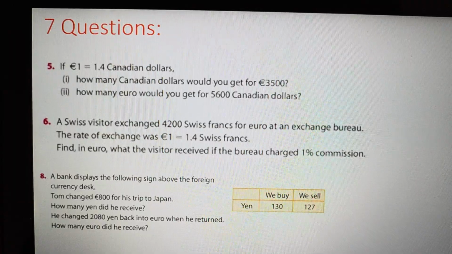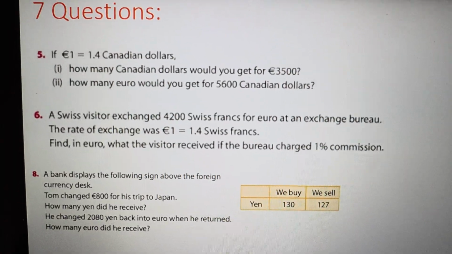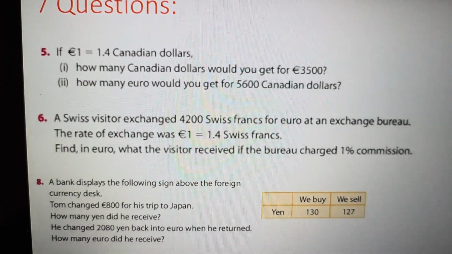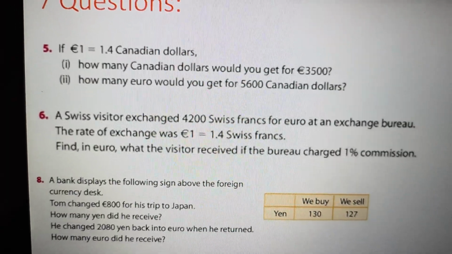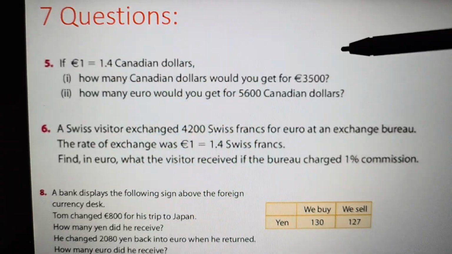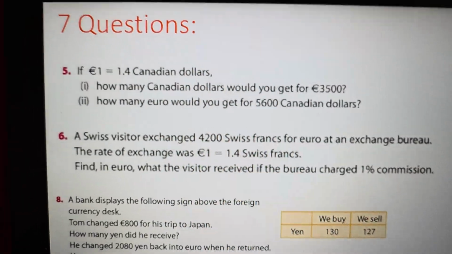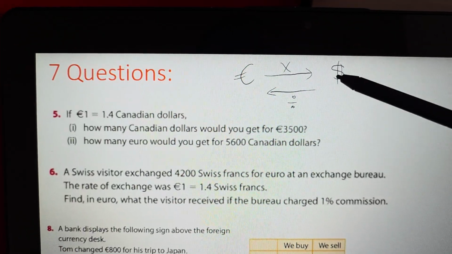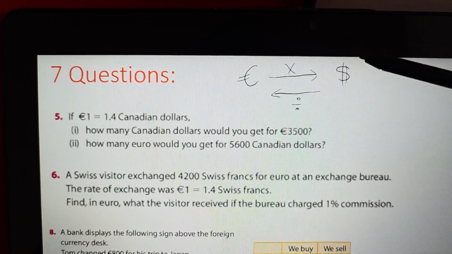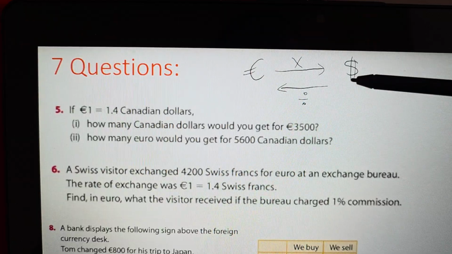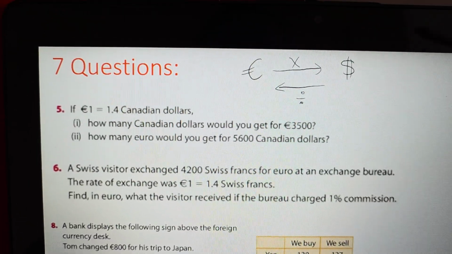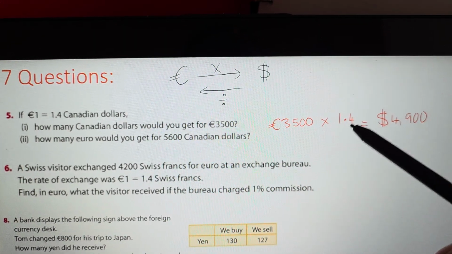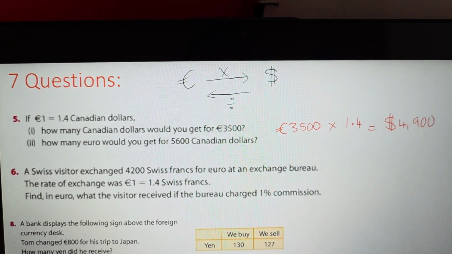Okay, question 5. The exchange rate is €1 will buy you 1.4 Canadian dollars. How many Canadian dollars would you get for €3,500? So I want to convert euro into foreign currency. So the rule is you multiply by the exchange rate. So euro to foreign currency, that's Canadian dollars, I am multiplying. And if I had Canadian dollars and I want to convert it back into euro, then I would be dividing. So it's going to be €3,500 multiplied by the exchange rate and I will get 4,900 Canadian dollars.